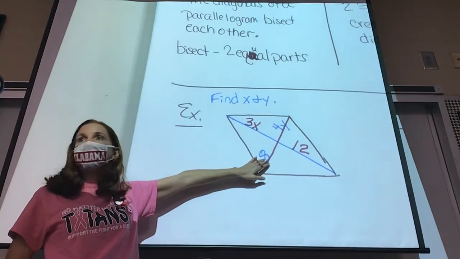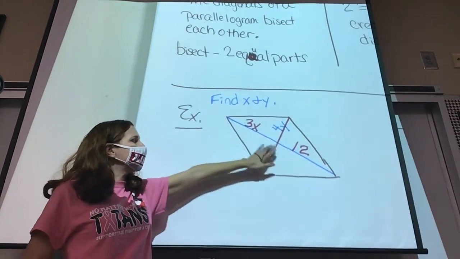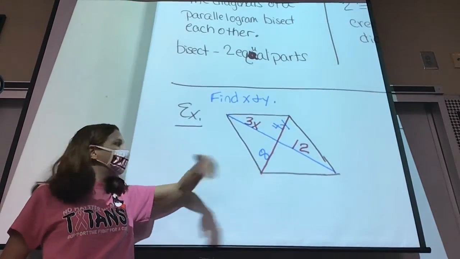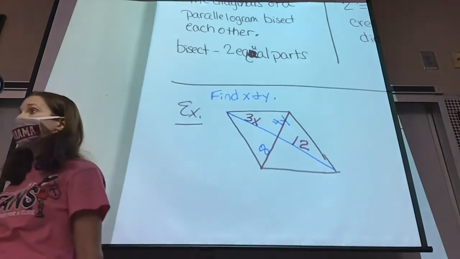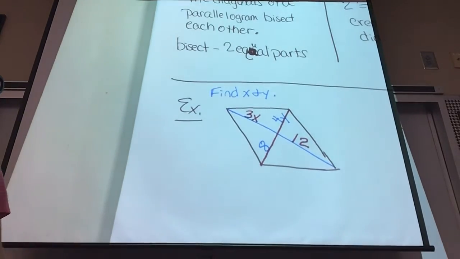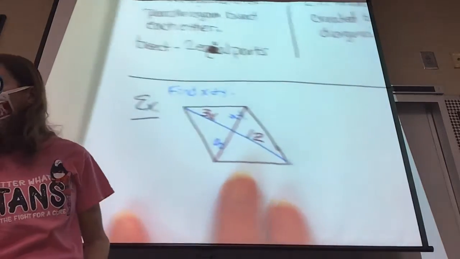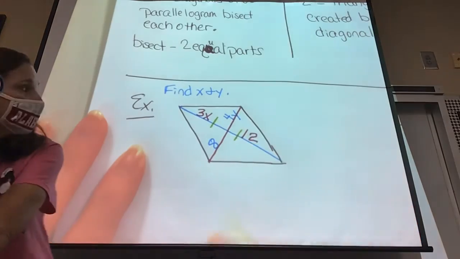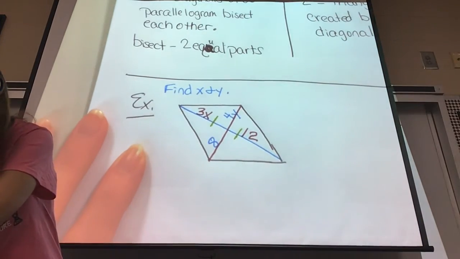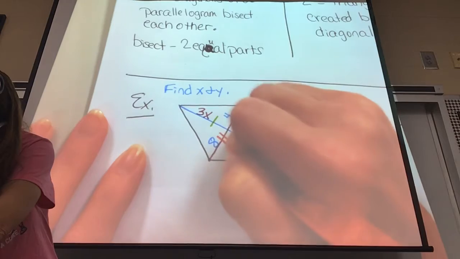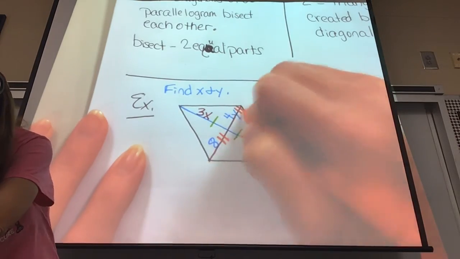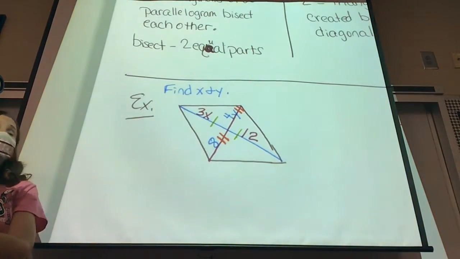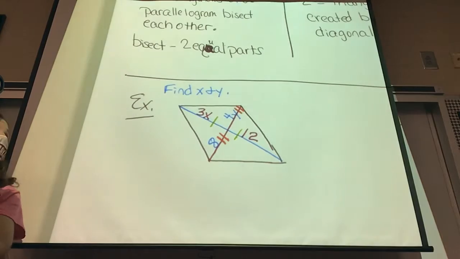So all you need to do is make two equations. 3x equal to 12 and 4y equal to 8. And then you solve those two equations and you are done. It's going to tell you what x and y equal. Because as long as you know that this piece equals this piece, they are congruent. And as long as you know that this piece equals this piece, then you can set those up as equations. That's all I want you to know.